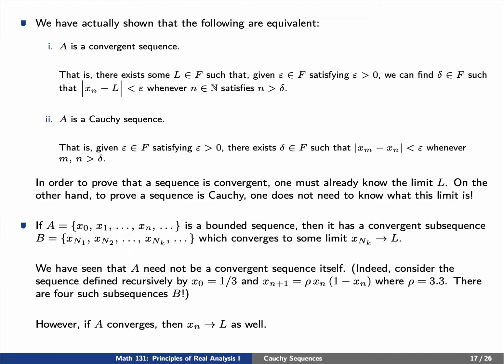Let's say that A is a bounded sequence. We know from the Bolzano-Weierstrass theorem that it must have a convergent subsequence, and so it must converge to some limit L. However, notice that A itself need not be a convergent sequence. Indeed, we've already seen some examples by looking at the logistic equation. But here's the funny thing. If A does converge, then it must converge to the same limit that the subsequence converges to. You could see this from the way the proof worked out earlier.